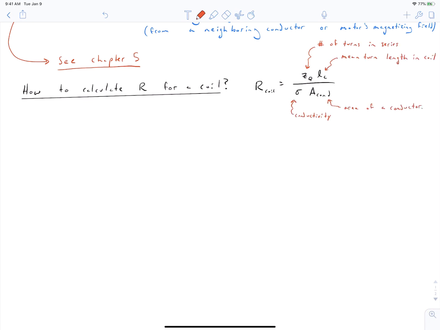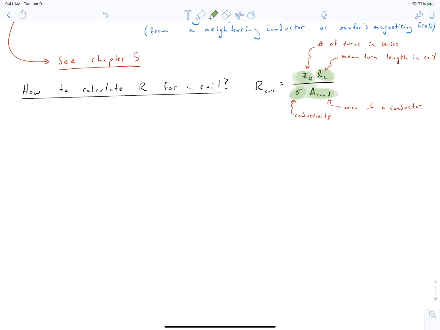So the real question in all of this is, how do you calculate LC? The rest of these parameters are pretty easy to determine. You already know from your winding design the value of ZQ. Conductivity, well, that's just going to be based on the material that you're using. So if you're using copper, you'll look up the conductivity of copper. The area of the conductor, that's the cross-sectional area of the gauge wire that you choose. So you might choose 18 gauge wire that has a certain cross-sectional area, or maybe it's 16 gauge wire or 20 gauge wire. But whatever it is, all of these parameters, ZQ, sigma, and A_con, you know immediately.